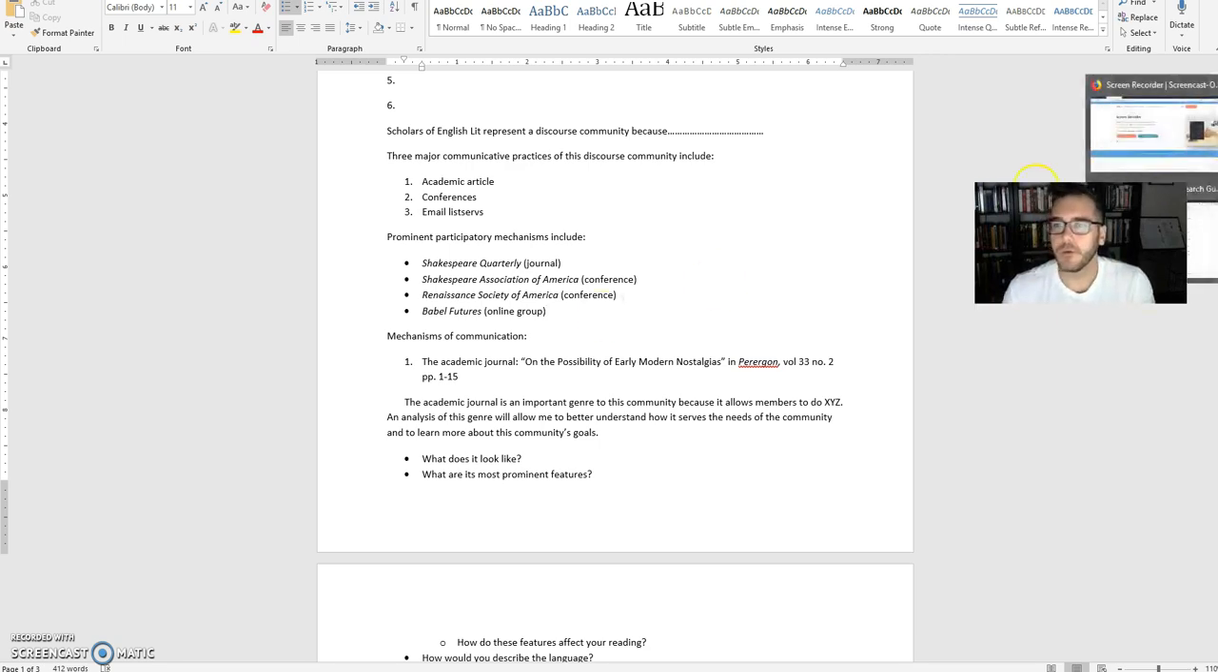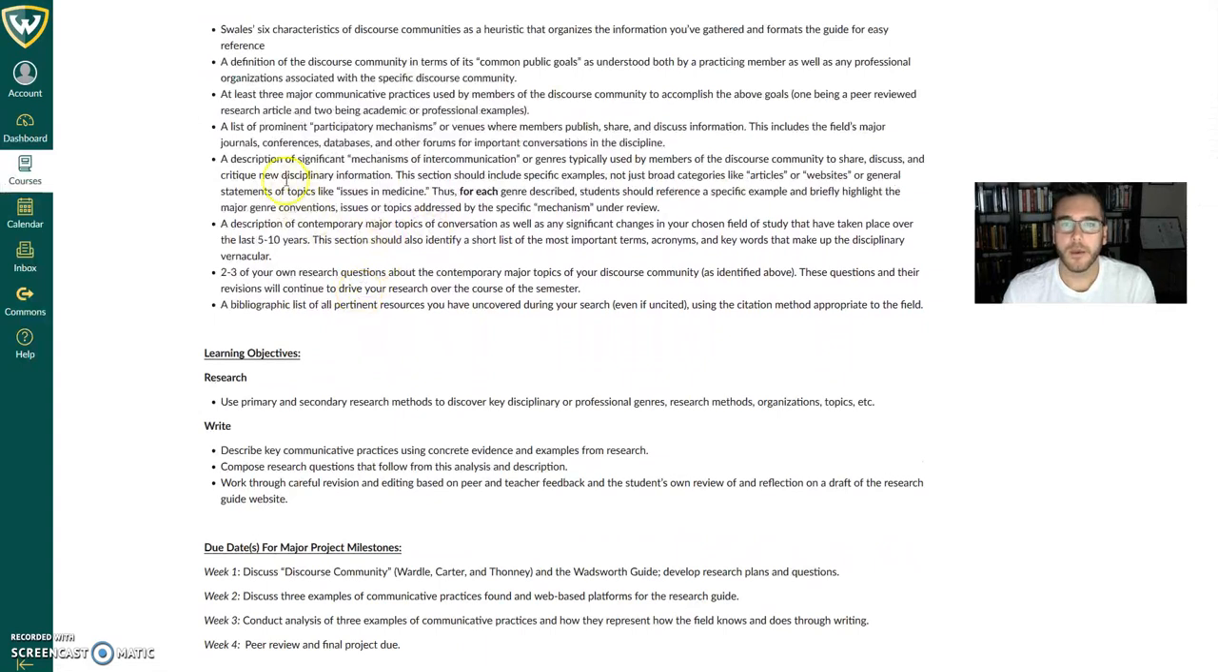Okay, and let's pop down here. Description of significant mechanisms of intercommunication or genres. Okay, so again, I want to get through the language here. So what I want you to do for this is you are picking a couple, like 2 or 3 major genres that your community uses to exchange information, okay, to achieve their goals. Now, when we're talking about genre like this, an article is a good example because the article is a genre of its own, right? It's this self-contained thing that has rules, right? You can't just draw a picture in crayon and call it an article. There are specific rules that you have to follow, and those rules will be different depending on what community.